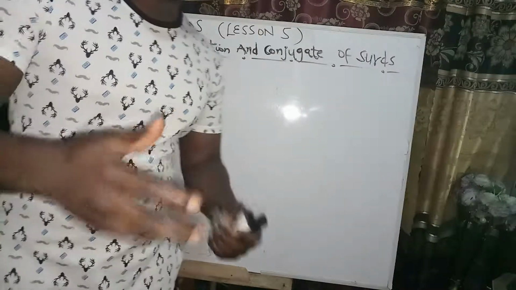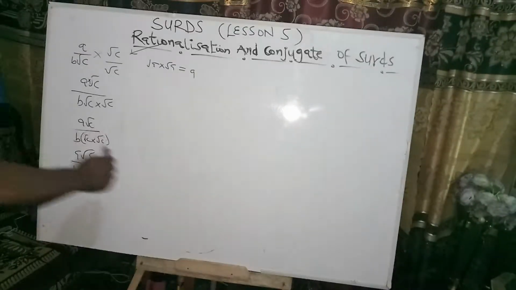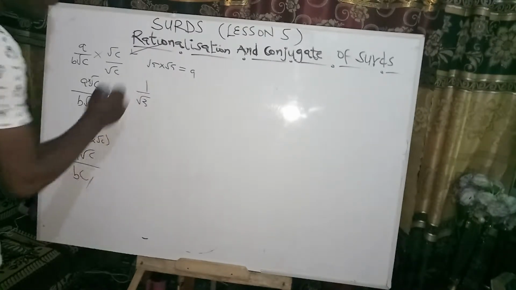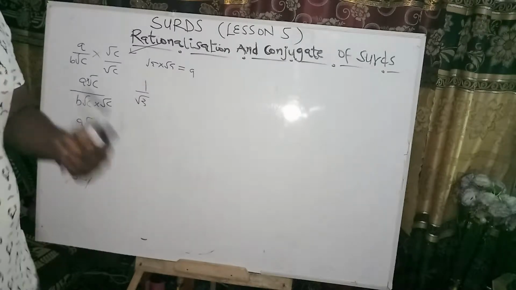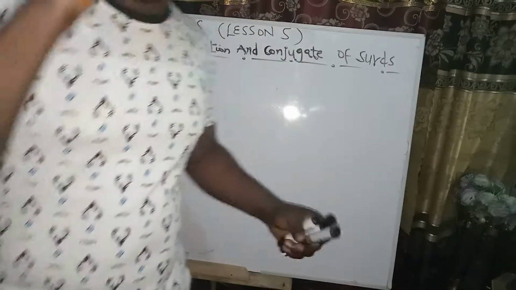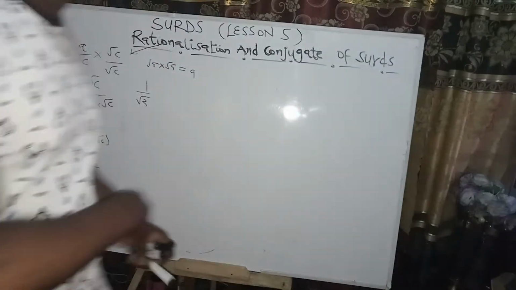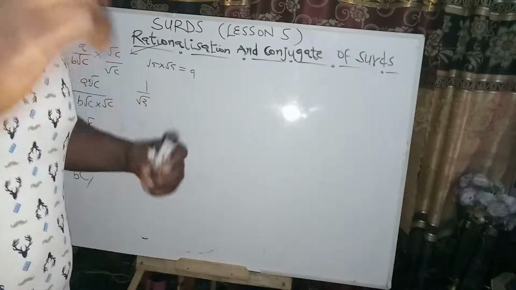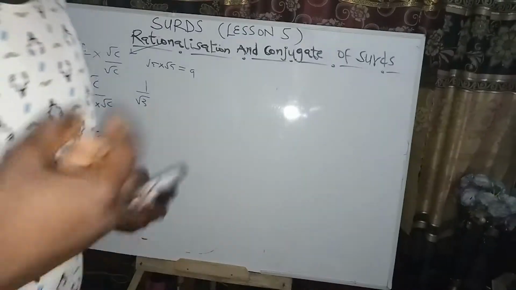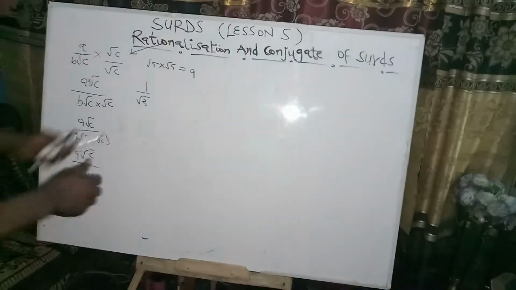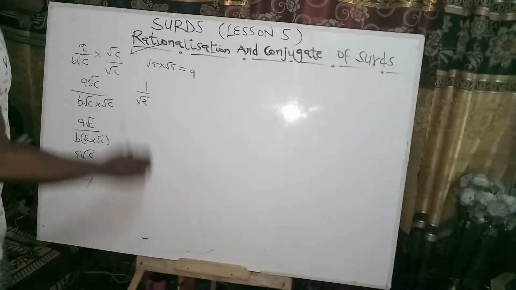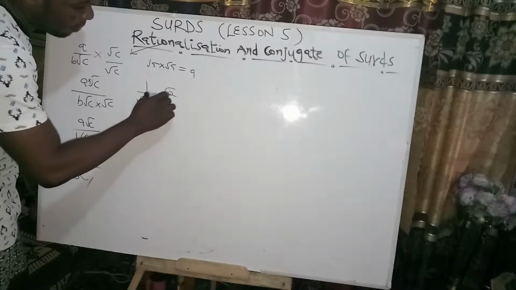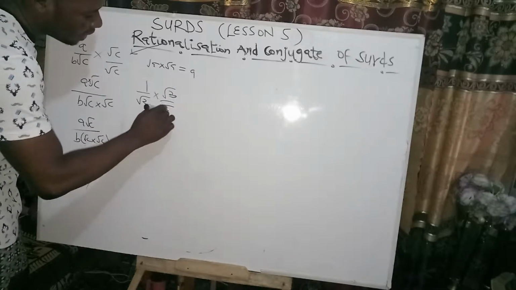Let me quickly give an example again. For instance, when we have 1 over root 3, what we are to do is eliminate the square root aspect of this. We don't want the denominator to be in a surd form, but I want to get a value. So when we are rationalizing, we multiply both the numerator and the denominator again.